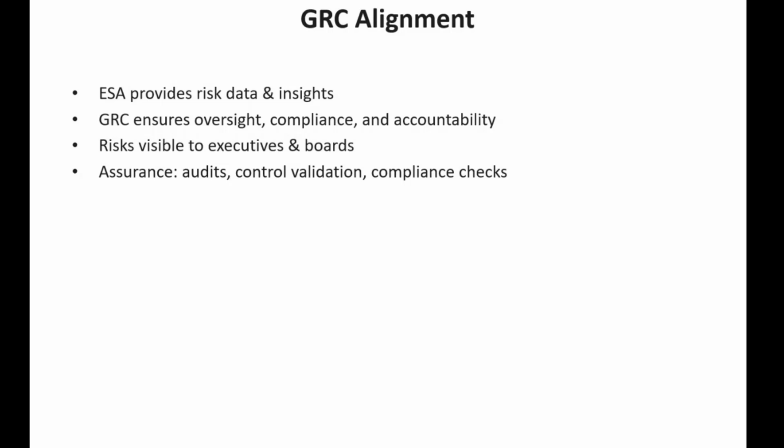In other words, ESA supplies the detailed analysis, and GRC ensures that this analysis becomes actionable at the governance and compliance levels. The GRC risk team's oversight function is about ensuring that risk management is not confined to isolated technical silos, but operates across the entire organization. The GRC team is responsible for ensuring that these risks are visible at the executive and board levels, translated into business language that decision makers understand.